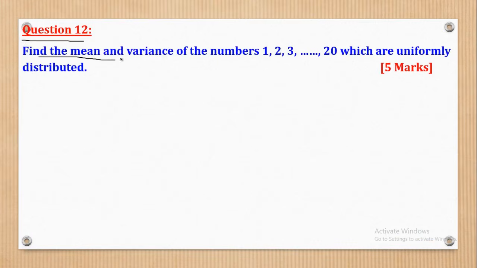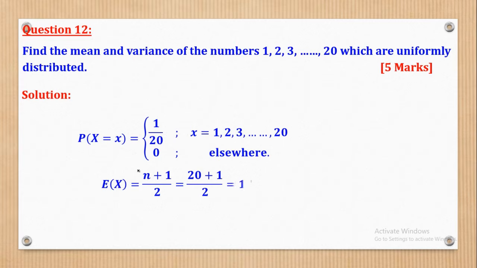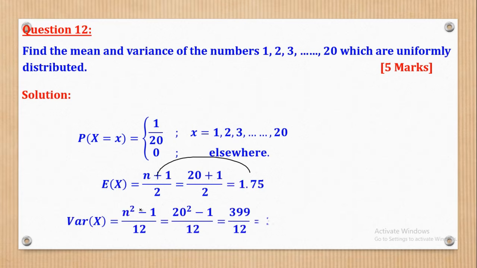Say that find the mean and variance of the numbers 1 to 20 which are uniformly, this is the keyword, uniformly distributed, meaning it's a uniform distribution. Therefore we shall come and first get the PDF, which is 1 over 20 because n is 20. Then that means that the mean is given by n plus 1 over 2 to give you 1.75. Variance is n squared minus 1 over 12 to give you 33.25. So basically that's what they wanted.